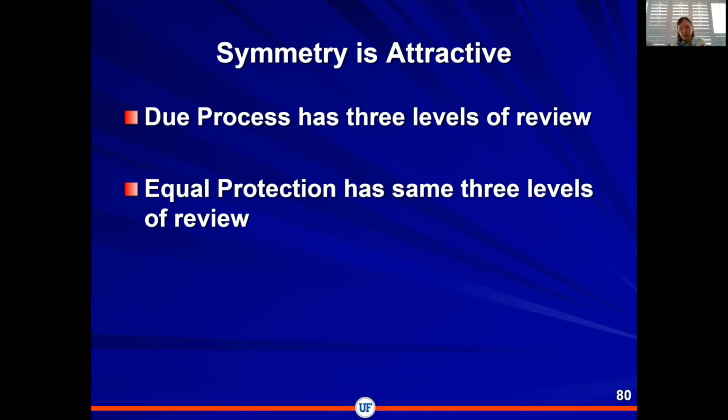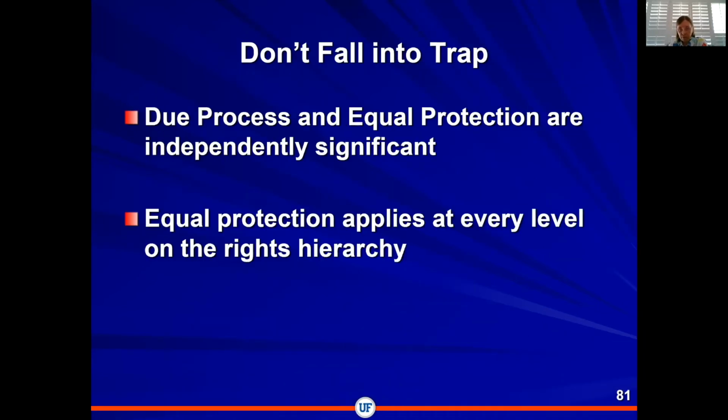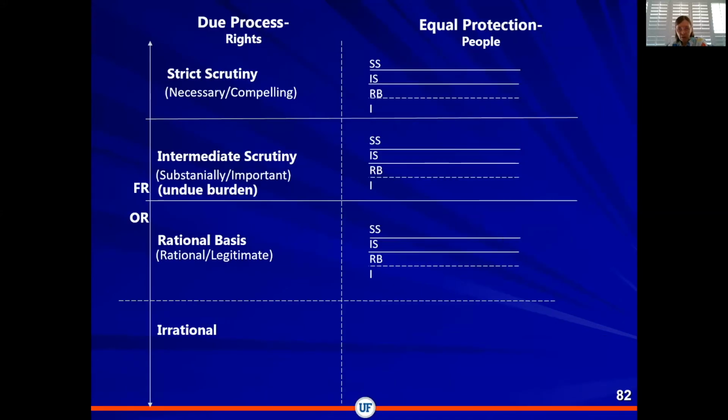And that was the fear when the court was deciding whether gay marriage is constitutional, because that's a trap. Due process and equal protection are independently significant. That means that equal protection applies at every level on the rights hierarchy. So here's how I picture that. I hope it doesn't overwhelm you, but it's meant to help.